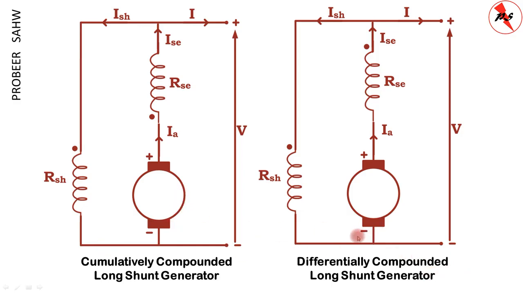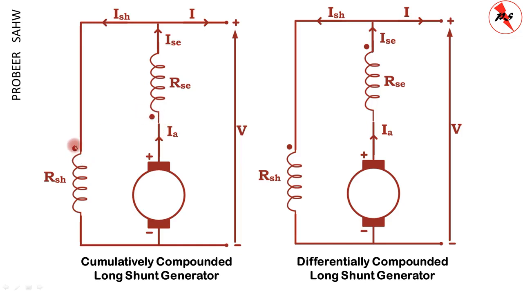Both the cases are of long shunt generator, where the shunt field winding is in parallel to the combination of series winding and armature winding. But this is cumulatively compounded. This is differentially compounded. How?